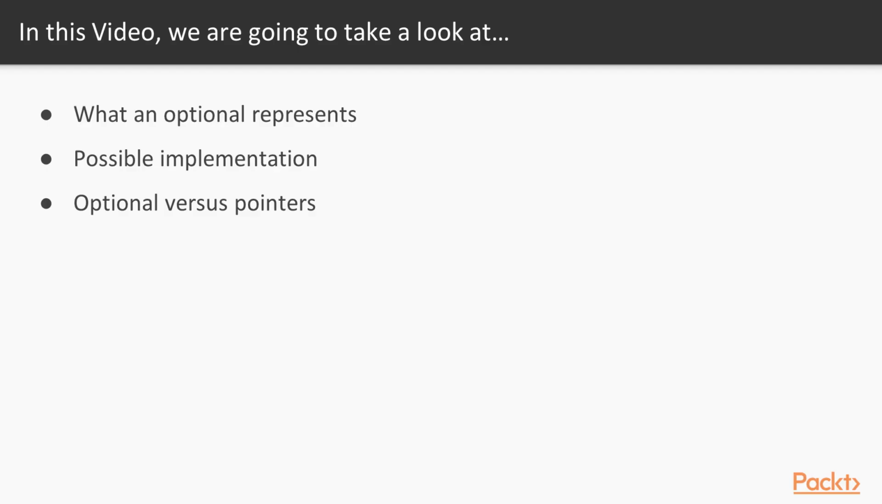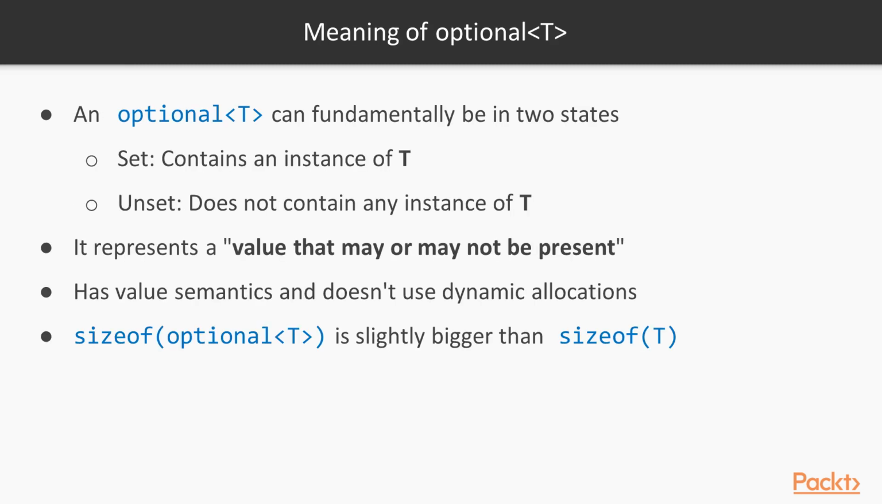In this video, we're going to take a look at what an optional represents, a possible implementation of optional, and a comparison between optionals and pointers. Let's begin by trying to find the meaning of optional of T.